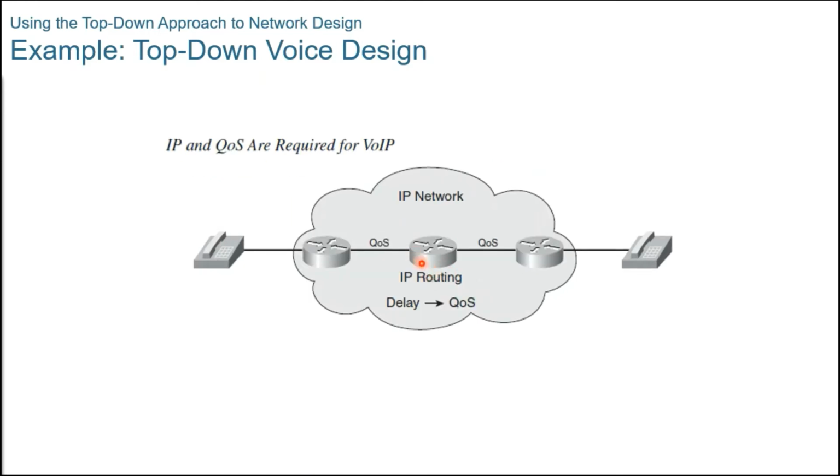The figure illustrates the addition of an IP-based network, which is required to support VoIP. The network includes IP-enabled routers and other devices not shown in the figure. IP network delay is also managed via quality of service. To achieve that, specific QoS or quality of service mechanisms are also implemented in the network.